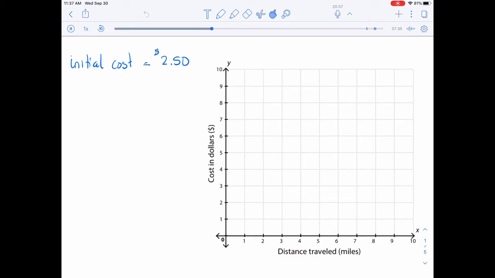So $2 per mile. So m, our slope, is going to be 2, because it's $2. I'll put $2. Put our units on there, per mile. So our equation for the cost of the ride would be y equals 2x plus 2.50. Let's create a table of values.